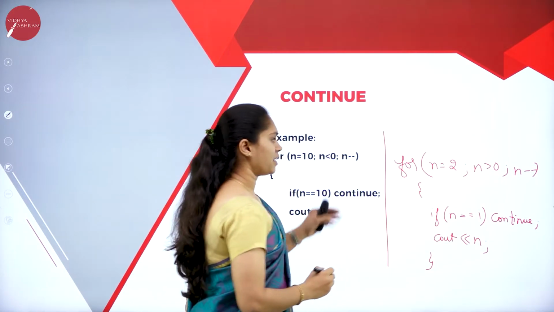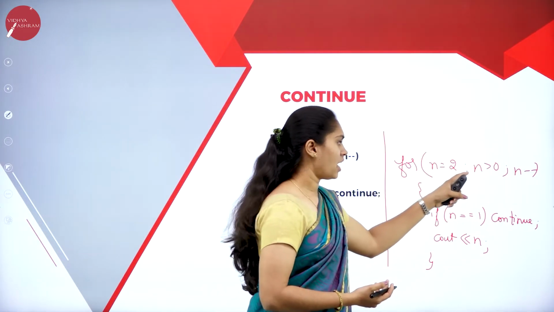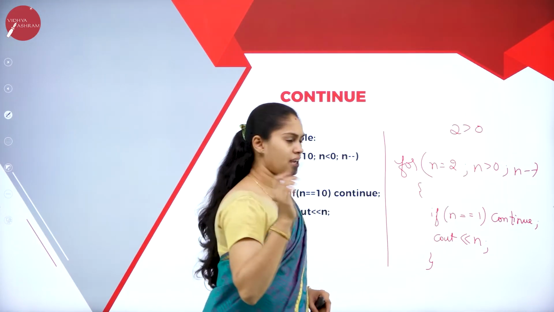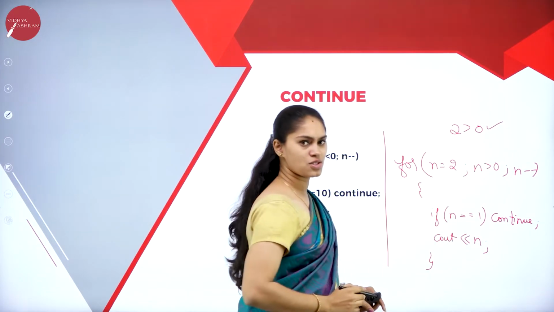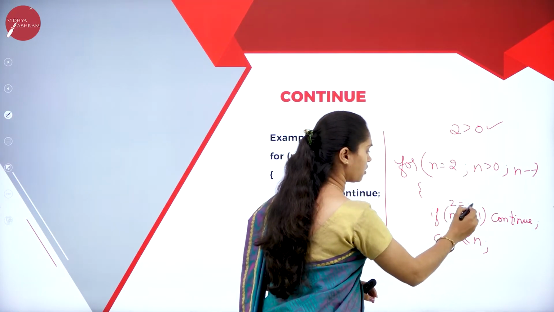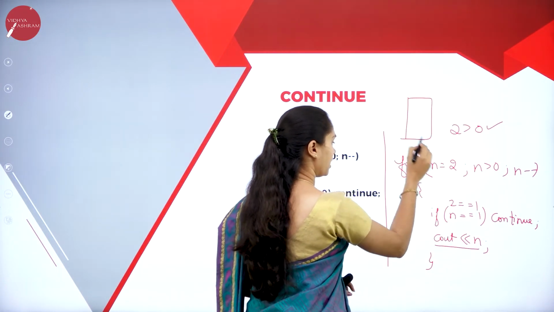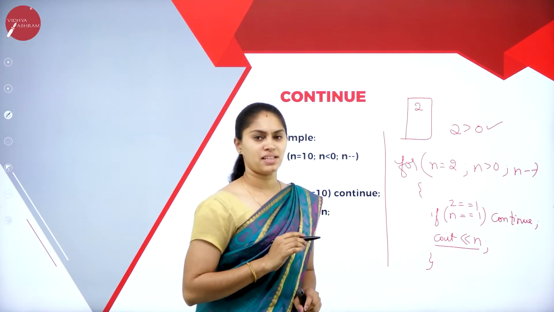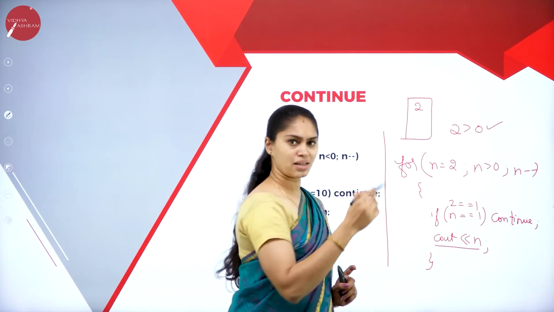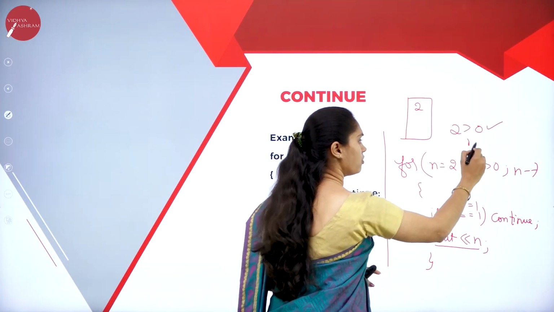Let me show you here. First, I have the for loop. I am initializing n as 2 and checking whether n is greater than 0. Is 2 greater than 0? Yes, it is true, so it comes inside. Is n equal to 1? Is 2 equal to 1? No. So it will display the value of n, which is 2. After that, it comes to n minus minus, and n is decremented by 1. Initially it was 2, now n becomes 1.